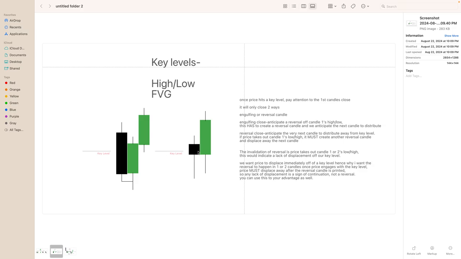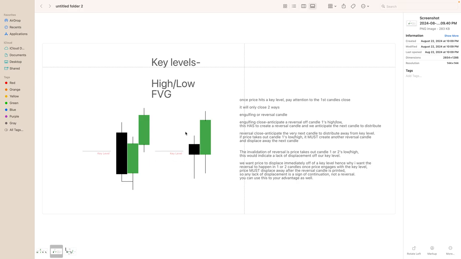Okay, so we're going to be paying attention to the first candle that hits a key level. And our key levels are going to be highs and lows and fair value gaps. That's really it. Sometimes it can be a fair value gap or an order block, but the majority, if you just stick to this, external range liquidity, internal range liquidity, just keep it simple, right? So we're going to be paying attention to how this candle closes. The first candle that hits a key level. So the first candle that sweeps liquidity, okay?